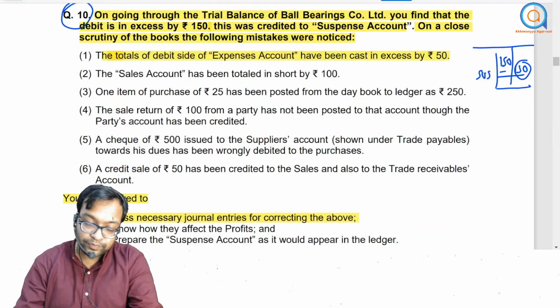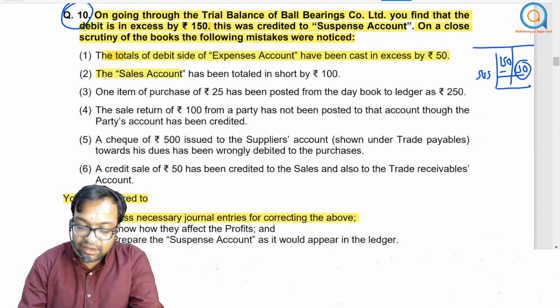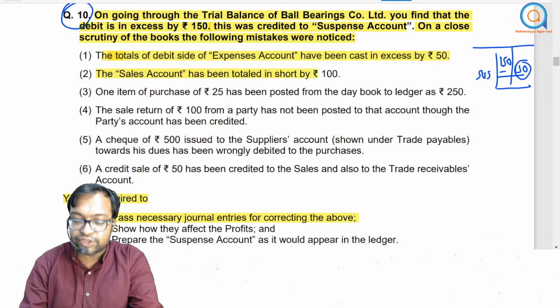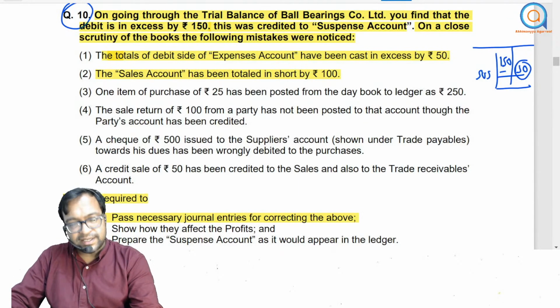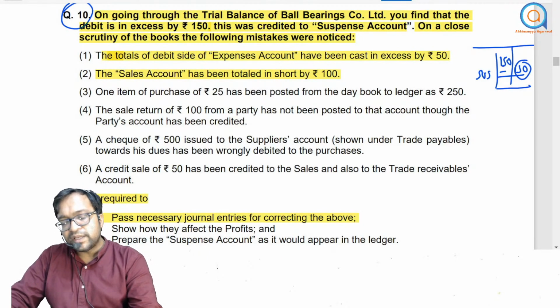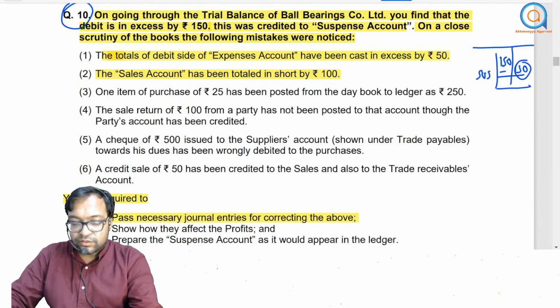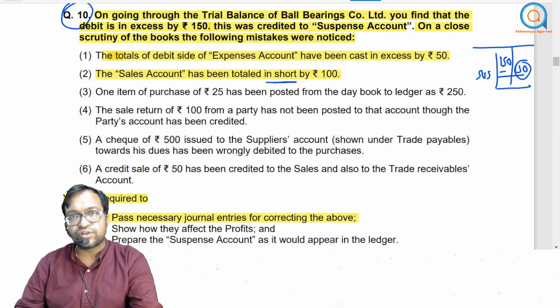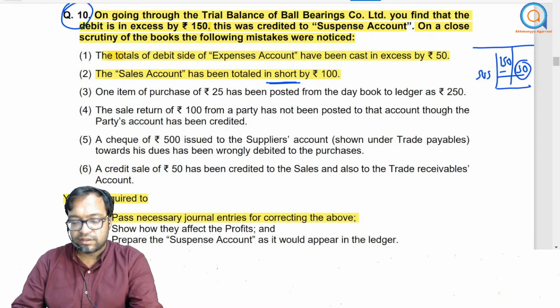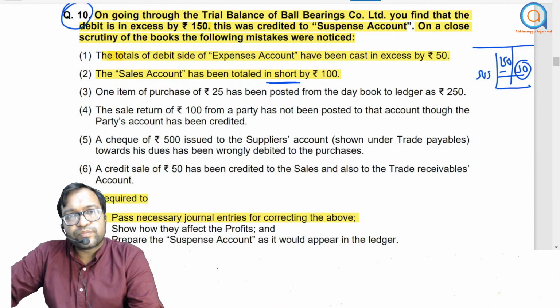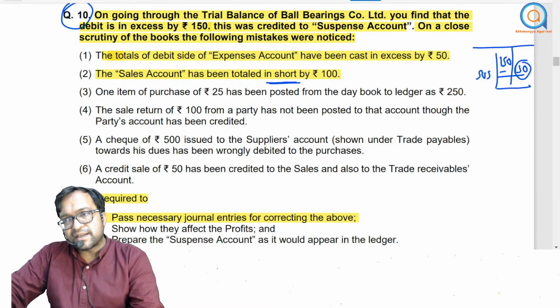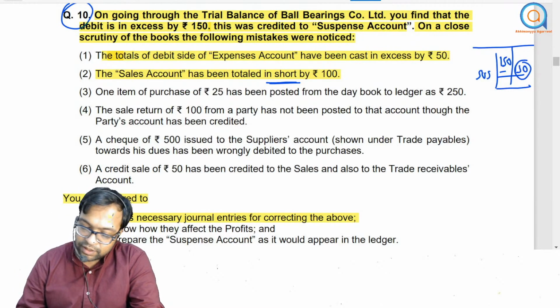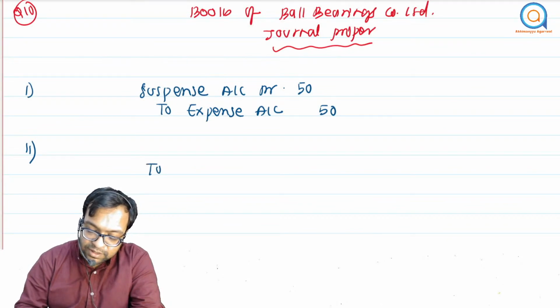Next. The sales account has been totaled short by 100. Mistake in totaling. The mistake is in the sales account only. The sales account has a credit balance and you have totaled short. It's undercasting. That means the sales account has been credited by a lower amount, so I should further credit my sales account.